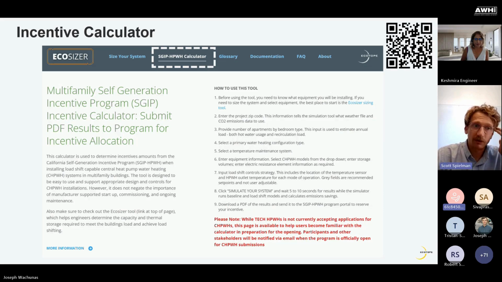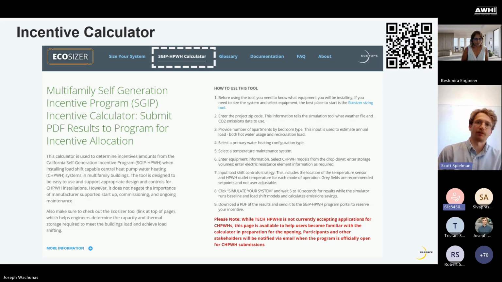So I'll talk about the TECH program calculator first, which this screenshot is a little bit old, so it still calls it the SGIP, Self-Generation Incentive Program, but it's being run as the TECH program in California. And this online calculator was used to allocate $6 million worth of incentives to load shift capable central heat pump water heating systems in California.